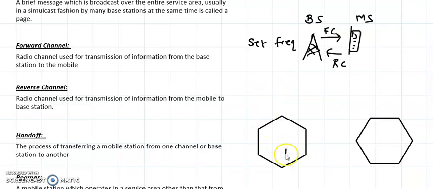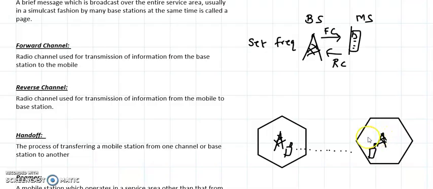I have one mobile station which was initially roaming over here. This mobile station is traveling and now it is found over here. So the call that it was in conversation with this base station should now be moved on to the call with this base station. Hence, the process of transferring this mobile station from the channel that it is using with this base station to another base station is called handoff.